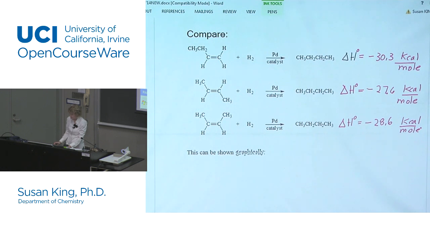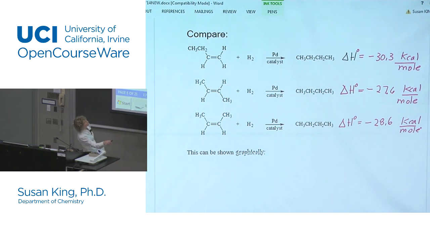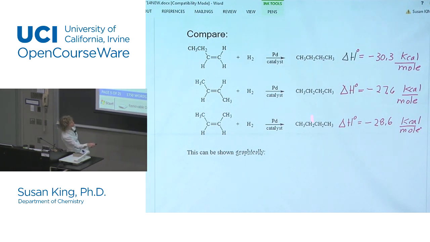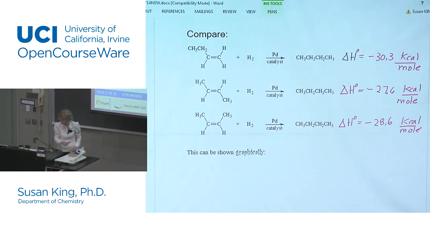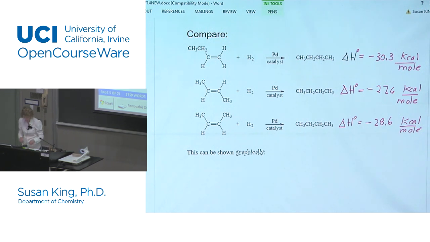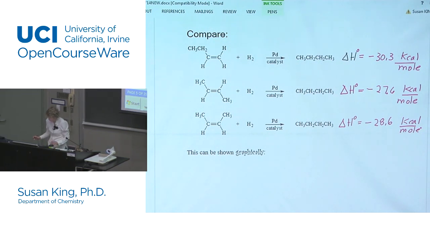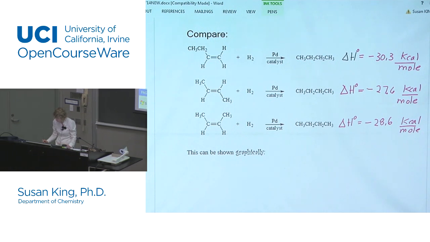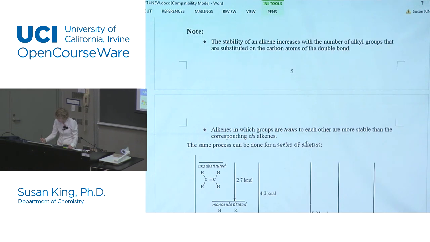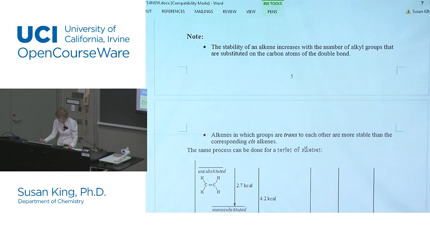If you'll notice something here, all of these go to the same product. That means we can compare the heats of hydrogenation and see which one is more stable, because we have the same product for all of these. So we can see the relative stability. This can be shown graphically, and that's really the easiest way. I've got to get the hang of this here.